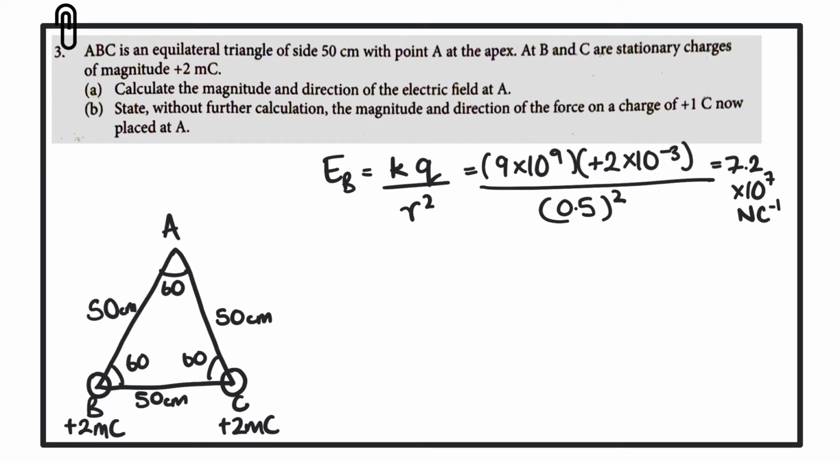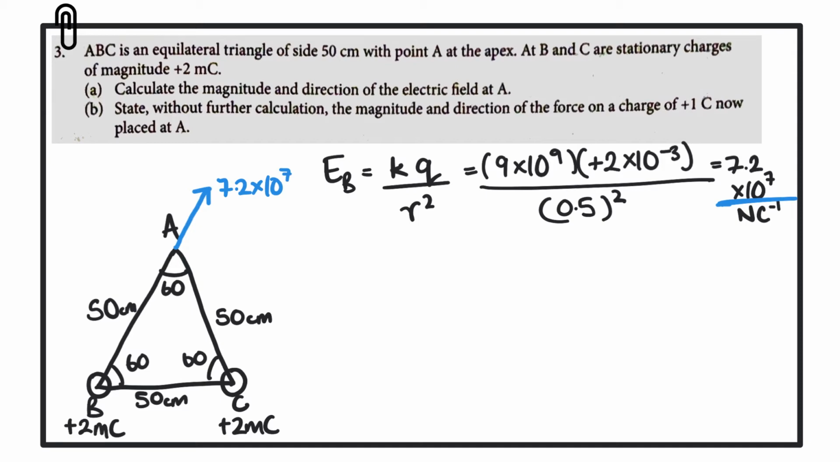So that's the size of the electric field strength because of point B, but what we haven't included here is the direction. So I'm going to show the direction on the diagram using a blue pen here. And at the point A, that field strength is acting in the same line as the 50 centimeters, and it has a value there of 7.2 by 10 to the 7.